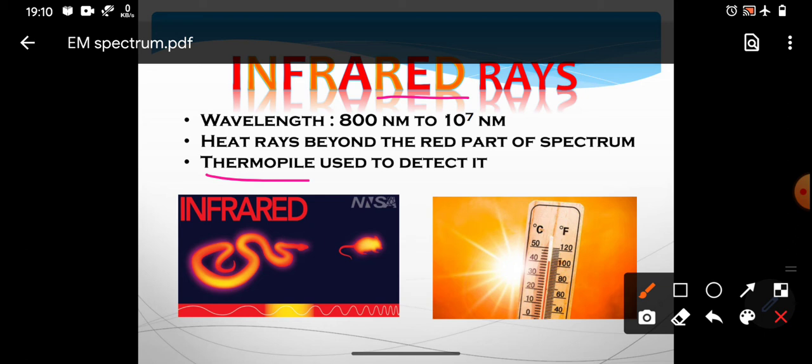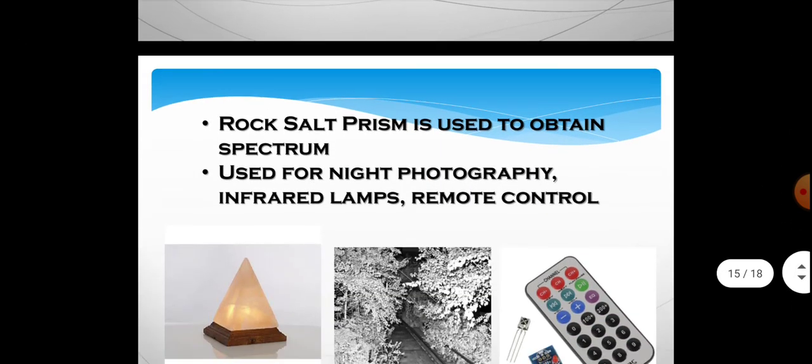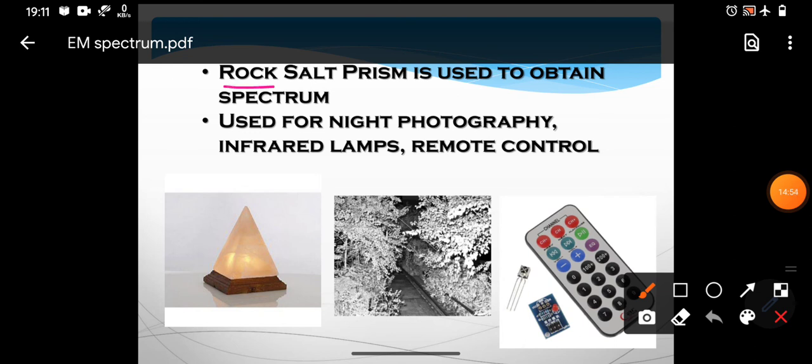And there is a system called infrared imagery. In infrared, when we are seeing things, it looks like this. As you can see over here, there is a snake and there is a rat. In this figure I have shown that infrared rays produce a heating effect. Then a rock salt prism is used to obtain the spectrum of infrared rays. This is known as a rock salt prism.